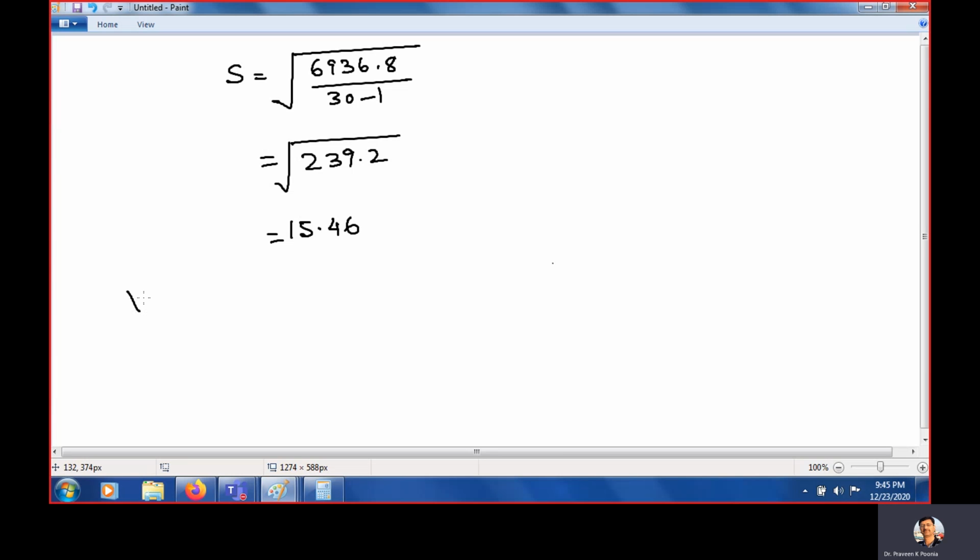And variance we have not asked. Variance, if you want to calculate, you can take the square. So variance in this case will be very simple. Variance is s square, that is 239.